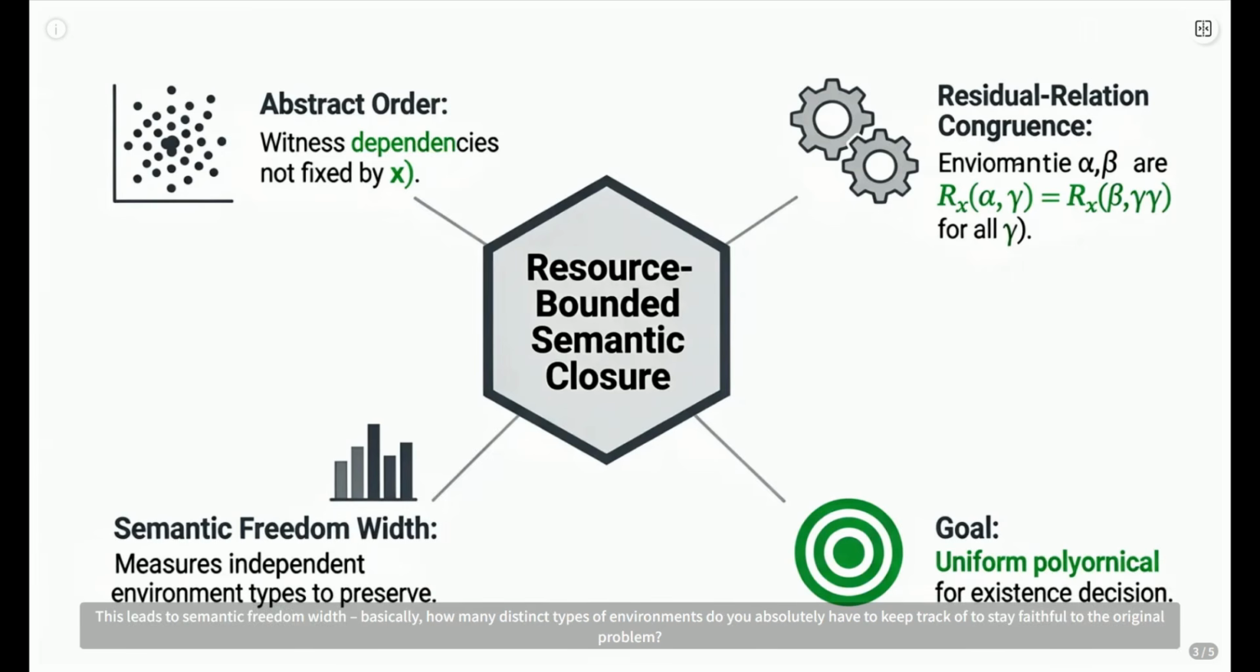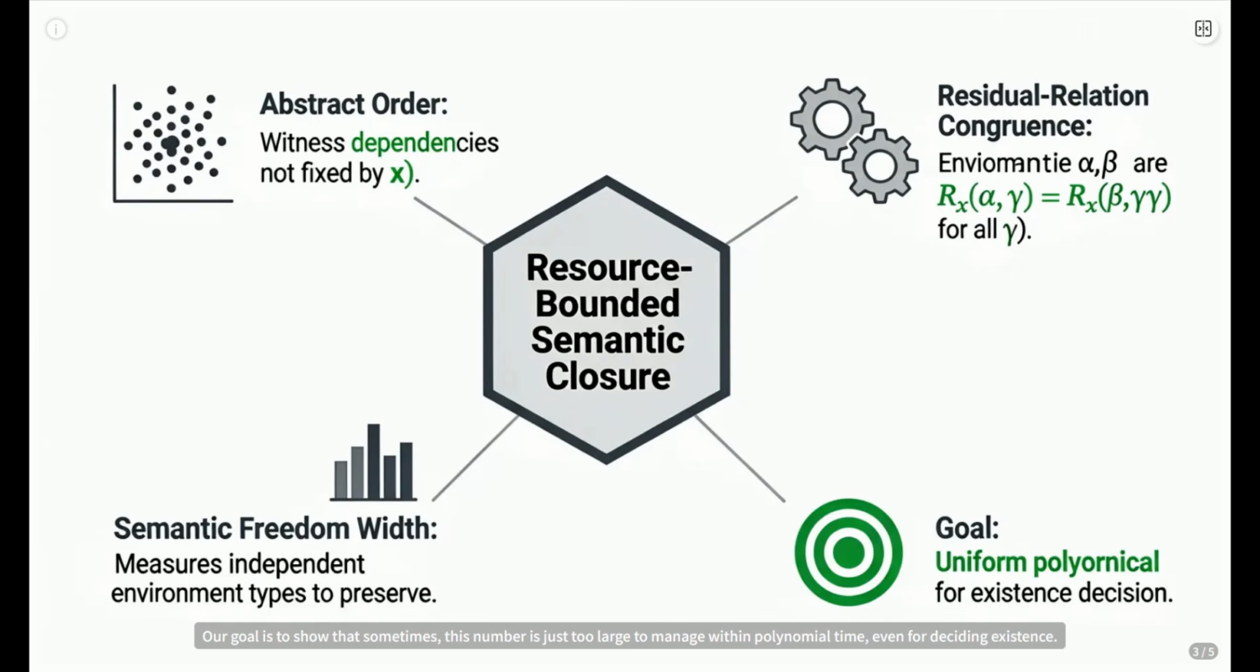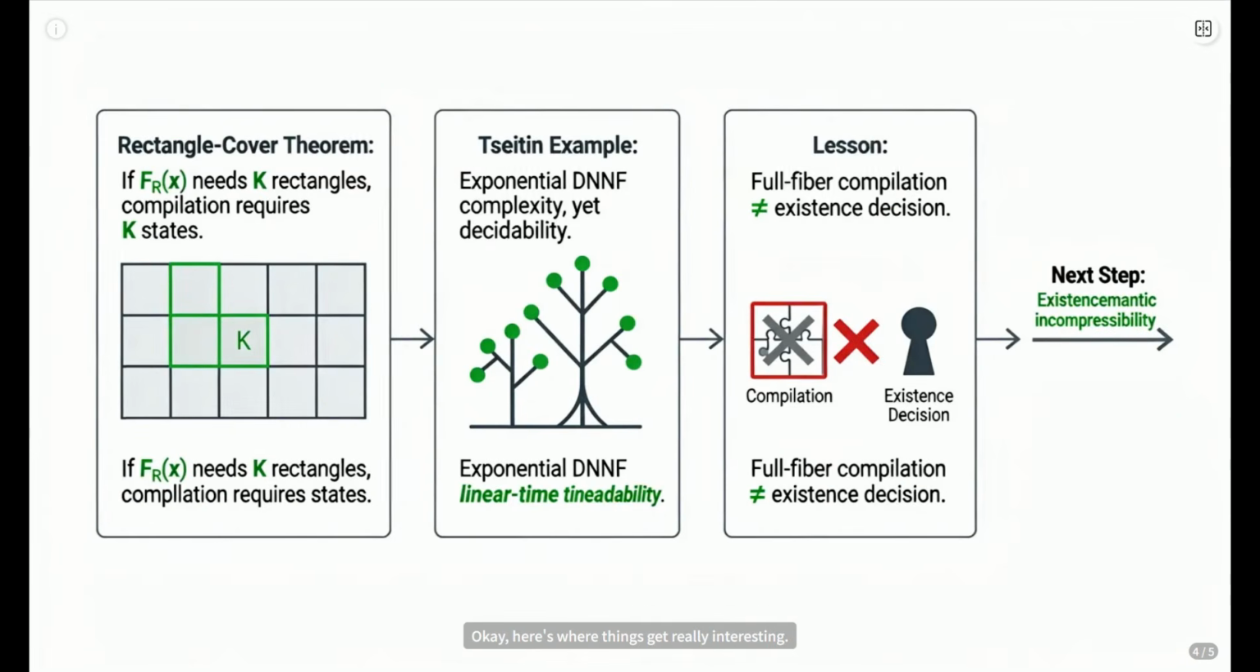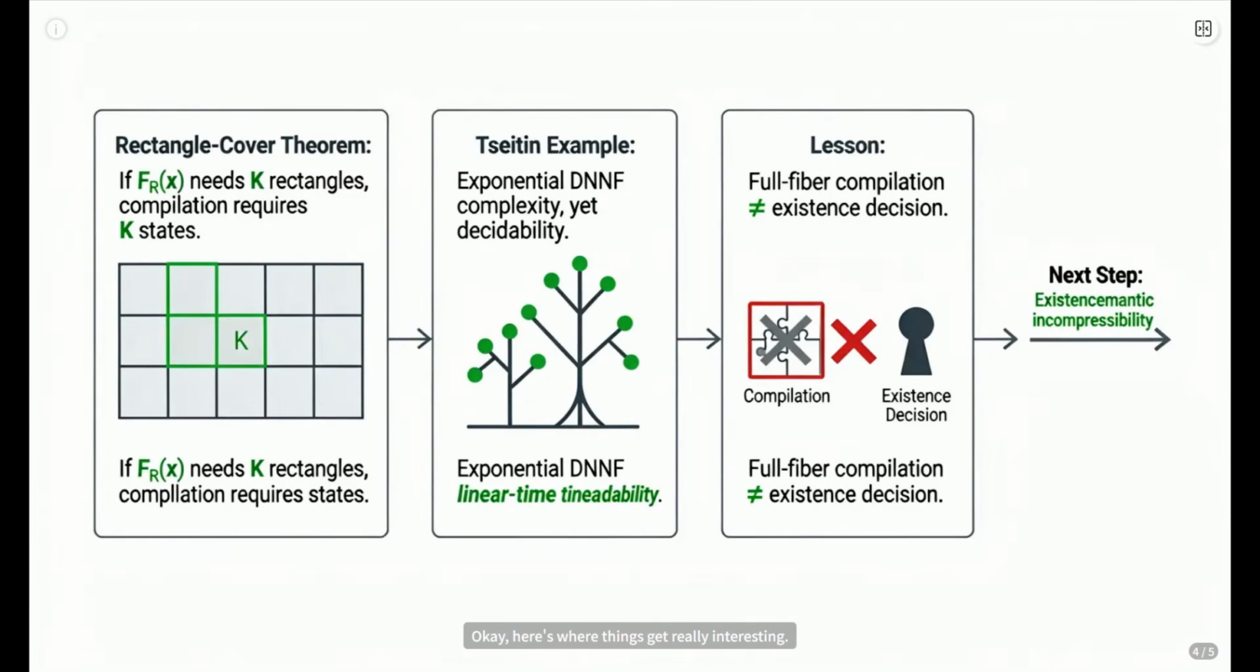This leads to semantic freedom, basically, how many distinct types of environments do you absolutely have to keep track of to stay faithful to the original problem? Our goal is to show that sometimes this number is just too large to manage within polynomial time, even for deciding existence.